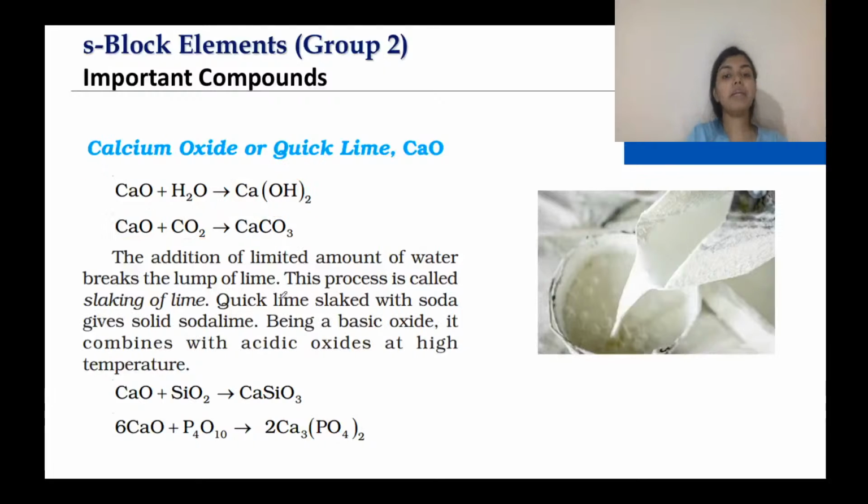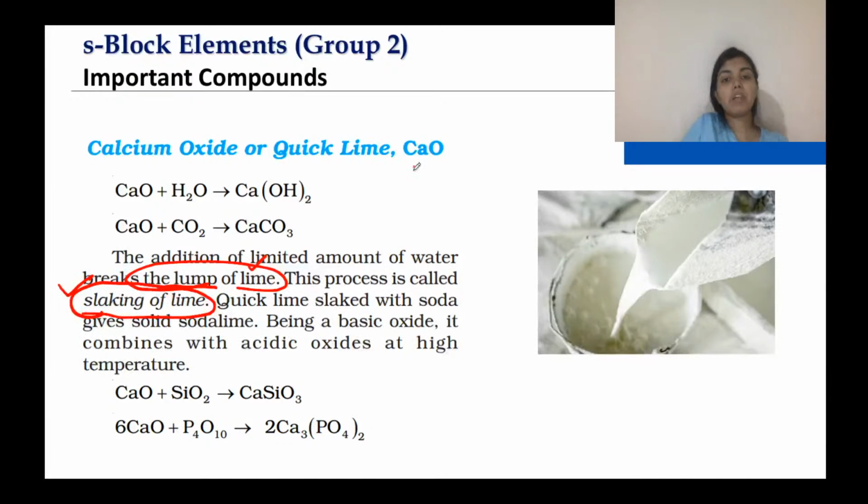Now when you add a limited amount of water, that breaks the lump of lime. So if you have quicklime and you mix some amount of water, that lump will break. This process is known as what? Slaking of lime.